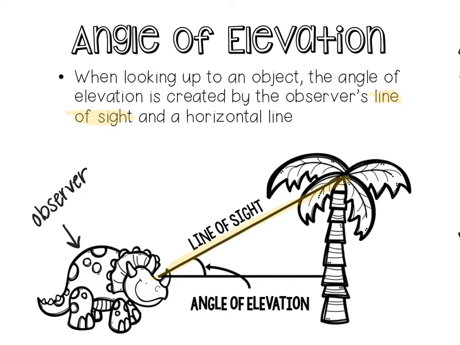And so it's created by the observer's line of sight and a horizontal line. That horizontal line is a line that's parallel with both the ground and the horizon. So parallel with the ground and the sky. And that angle of elevation is the angle that's created in between.